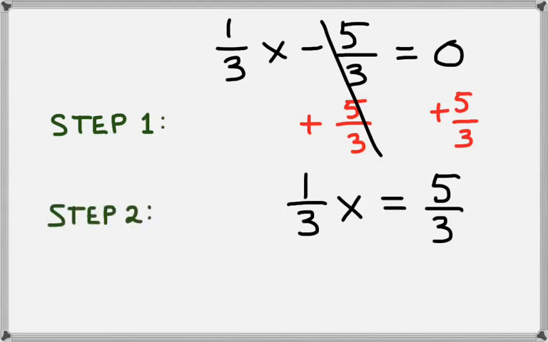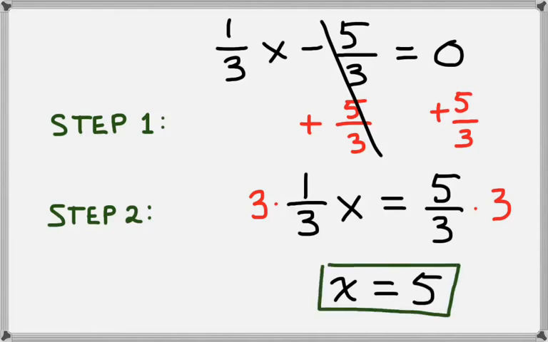Now for step 2 we want to get rid of the 1/3 multiplying x. To do that we need to multiply it by 3. Since we did that to the left-hand side, we'll do it to the right-hand side as well. So that leaves us with x on the left side, and then 5/3 times 3, which is 5. So x equals 5 is our final answer.